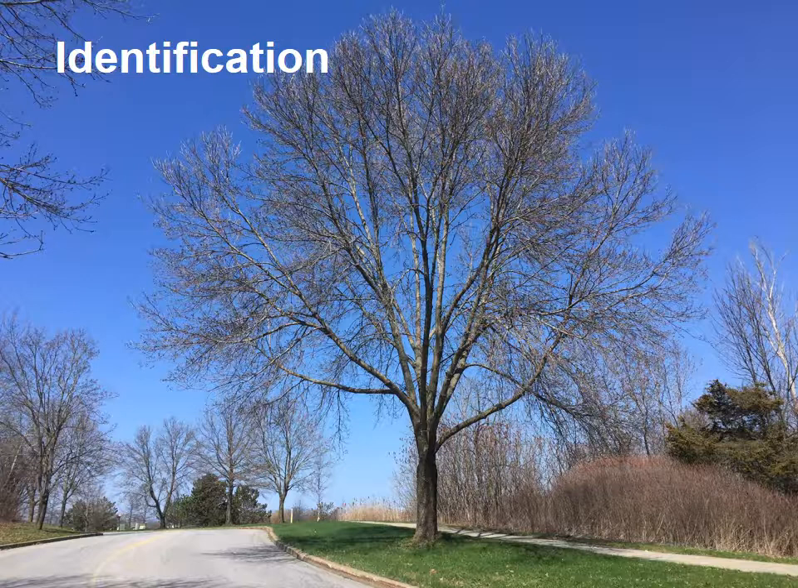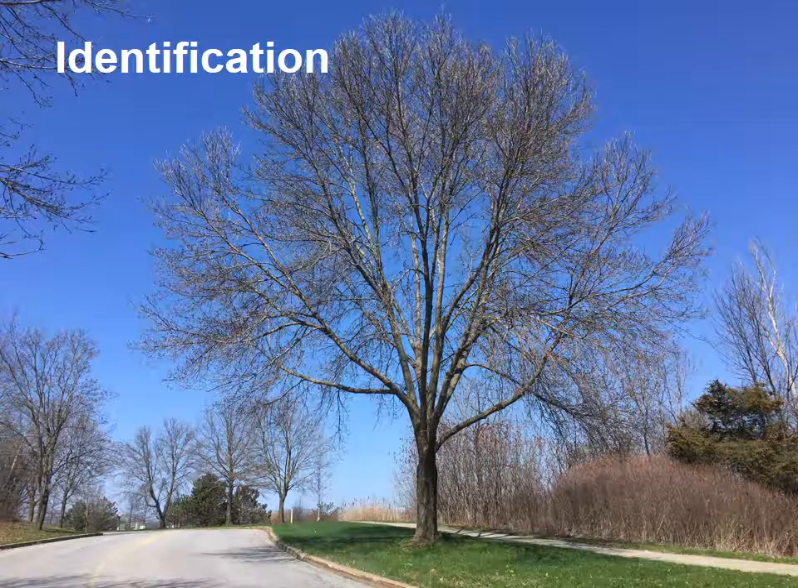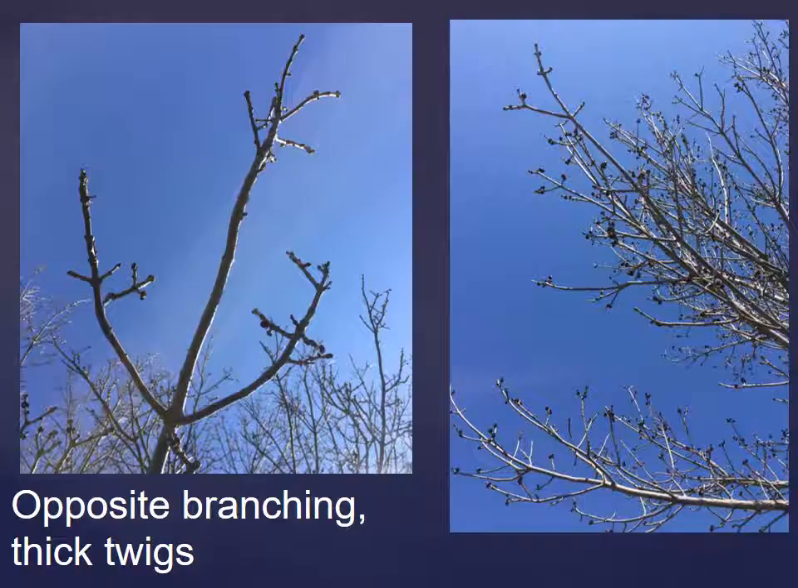Before we get any further, let's take a moment and learn how to identify ash trees. Ash trees have opposite branching. Their twigs appear thick compared to other opposite branching tree species, such as maples.